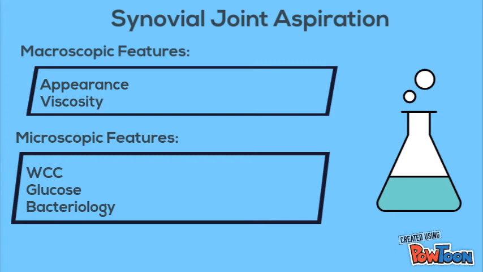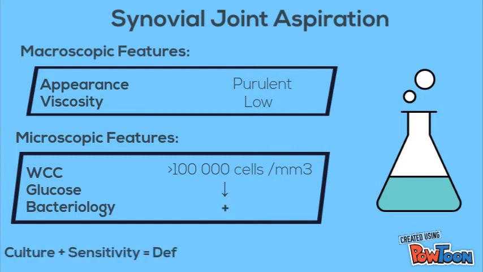Synovial joint aspiration will show a purulent appearance with low viscosity, an increased white cell count of over 100,000, a decreased glucose, and positive bacteriology. Culture sensitivity will give a definitive diagnosis and guide treatment.